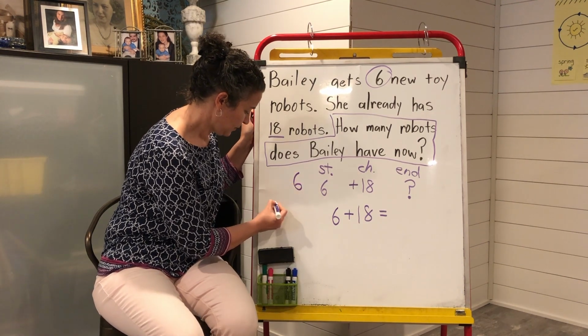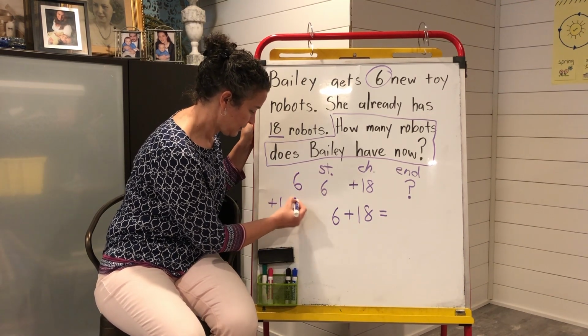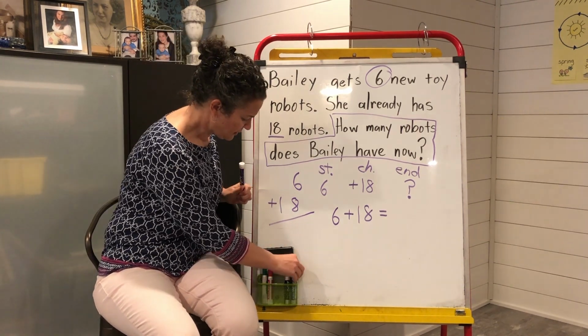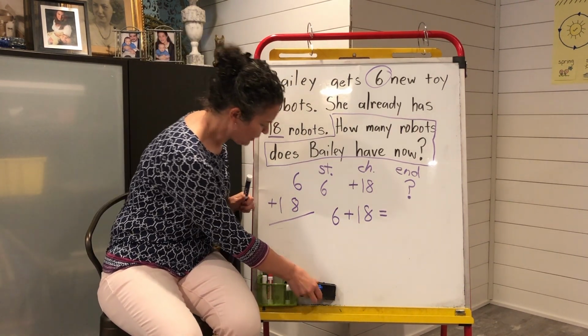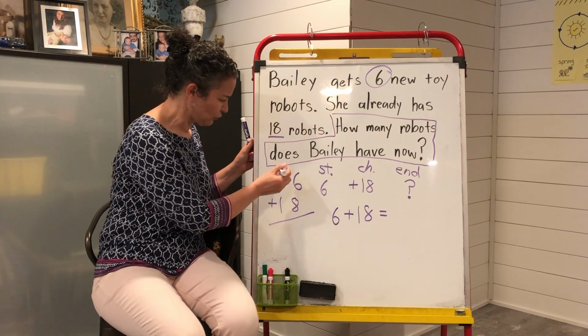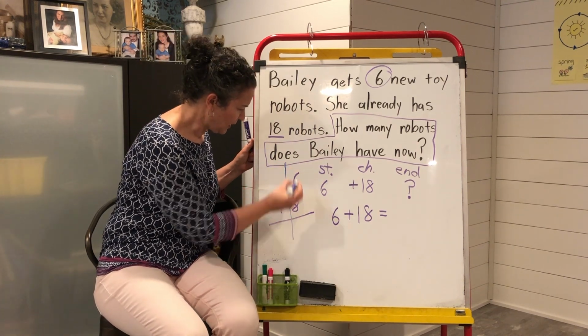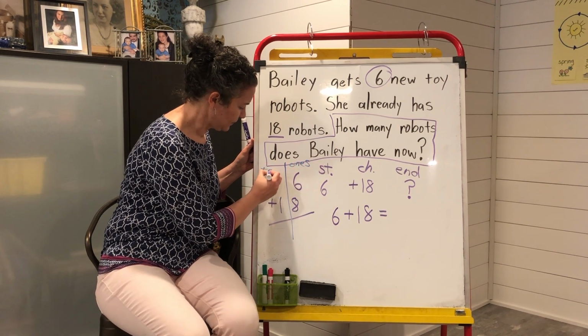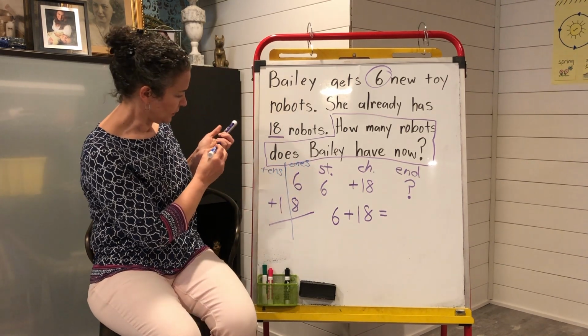So I'm going to write my problem this way. 6 plus 18. And then, my friends, I'm going to split up my tens and my ones place because I think it's going to make it easier for me to keep everything straight. So I'm going to just split that. Got my ones on the right. Got my tens on the left. All right, my friends, let's do this.